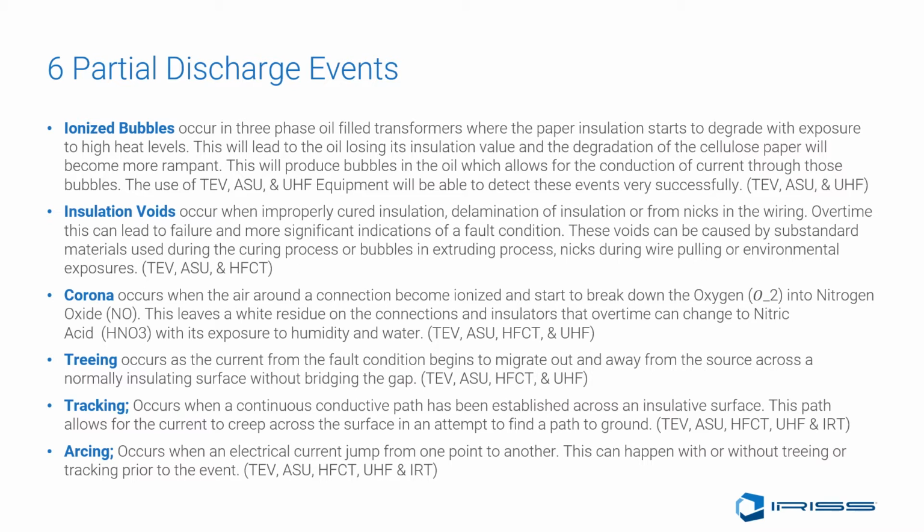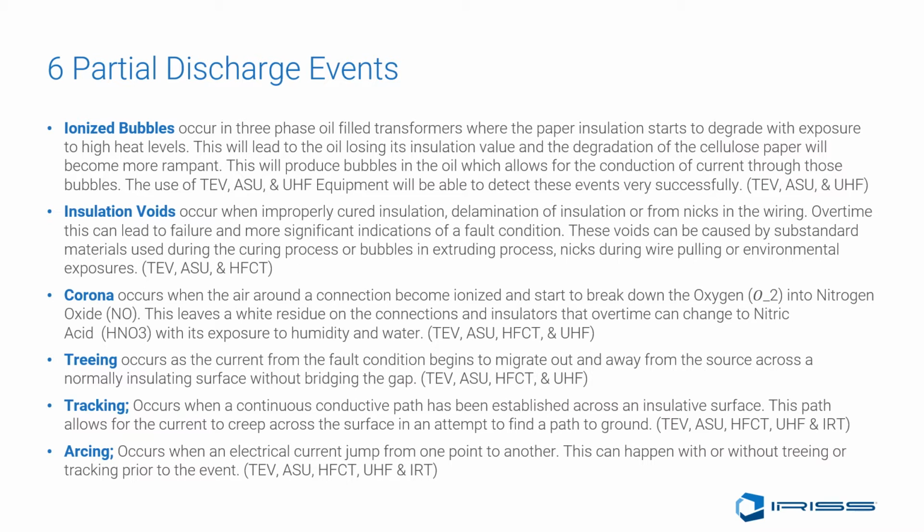We discussed already the ionized bubbles occurring in oil-filled transformers. We also covered insulation voids and what they can do. We discussed corona. Now let's discuss treeing. Treeing occurs as the current from the fault condition begins to migrate out and away from the source across a normally insulated surface without bridging the gap. This will be detectable using TEV and ASU devices.